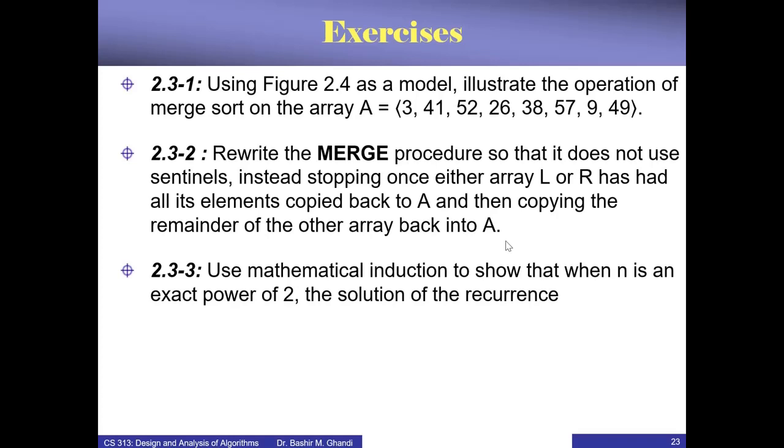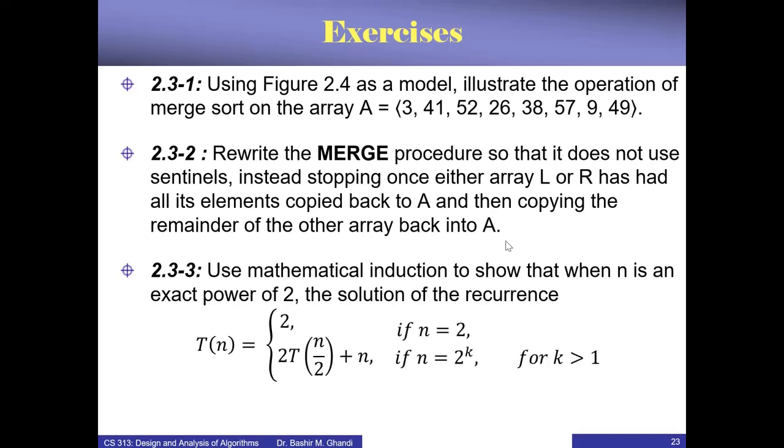Next one, this is the one I referred to in the last slide. Use mathematical induction to show that when n is an exact power of 2, the solution of the recurrence T(n) equal to 2 if n is 2, or 2T(n/2) plus n if n is 2 to the power k, for k greater than 1, is actually n log n. If n is an exact power of 2, then T(n) is n log n. So this is what we got using the tree. This question is simply saying, prove it using mathematical induction.